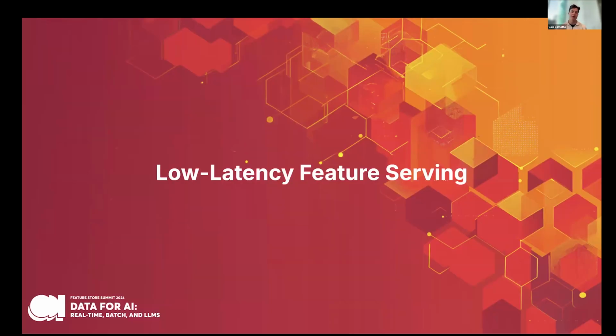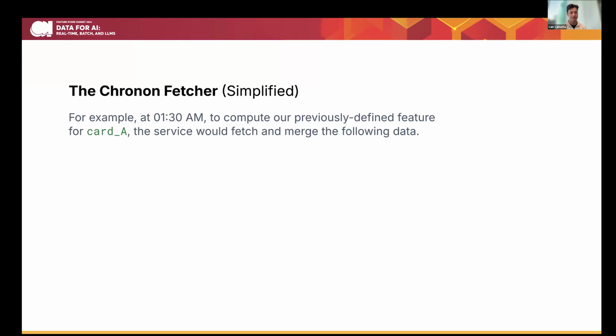So with this tiled approach, we were able to significantly reduce feature retrieval latency. In most cases, feature vectors containing many hundreds of features can be served in single-digit millisecond latency. As I showed in that diagram earlier, feature serving in Shepherd is done through a dedicated service that runs the Chronon fetcher. And to illustrate how this works, let's walk through an example of feature serving.